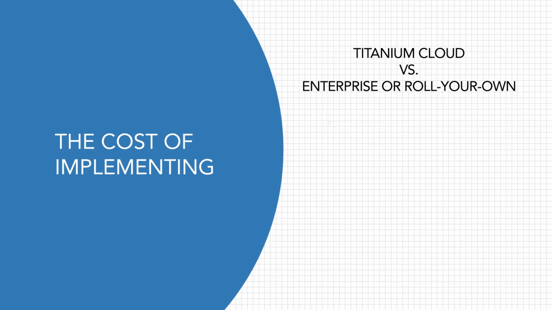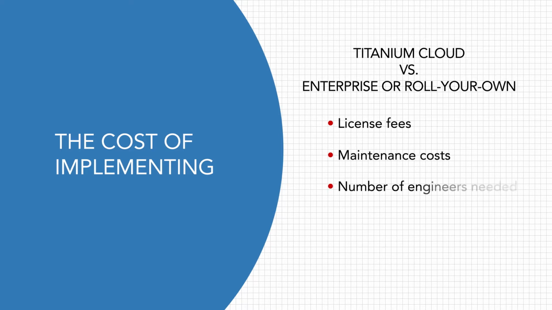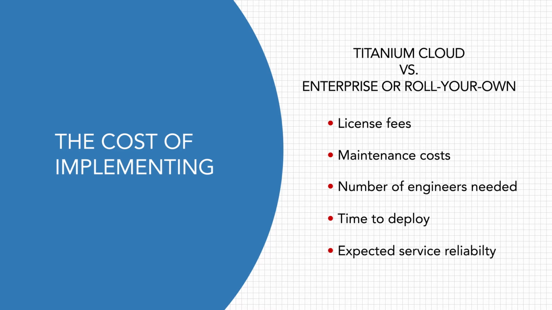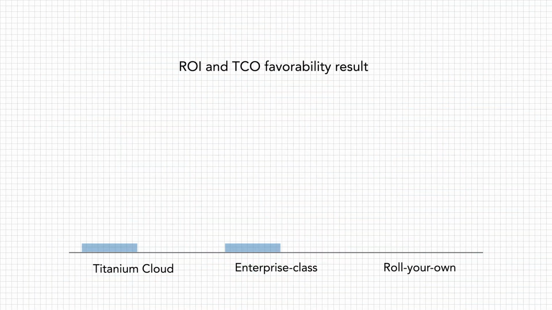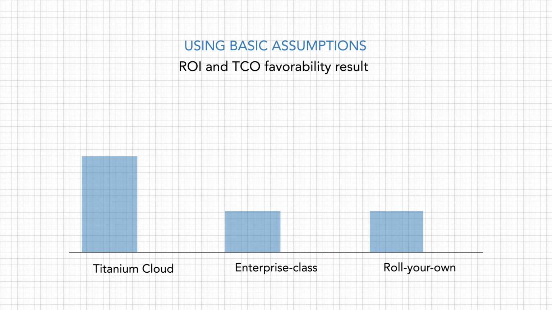solution. This includes elements such as license fees, maintenance costs, number of engineers needed, time to deploy, expected service reliability. Once you've established a comparative baseline, you can analyze the difference in costs. Using basic assumptions, we find the ROI and TCO of using Titanium Cloud to be favorable to enterprise-class and roll-your-own solutions, and not by a small amount.